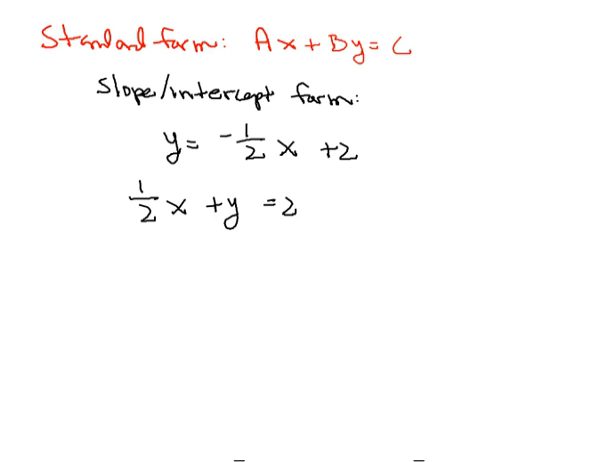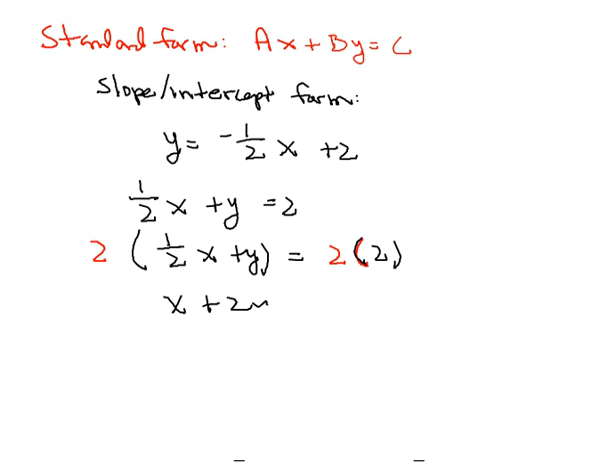And to eliminate the fractions, what we'll do is multiply each side by 2 here. So 2 times the quantity 1/2 x plus y. We'll multiply the right side by 2 as well. So we then end up with x plus 2y is equal to positive 4. So you notice all the coefficients are integers and the coefficient of x is positive.